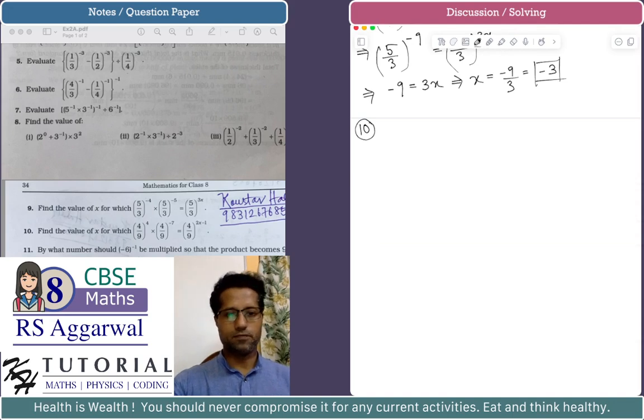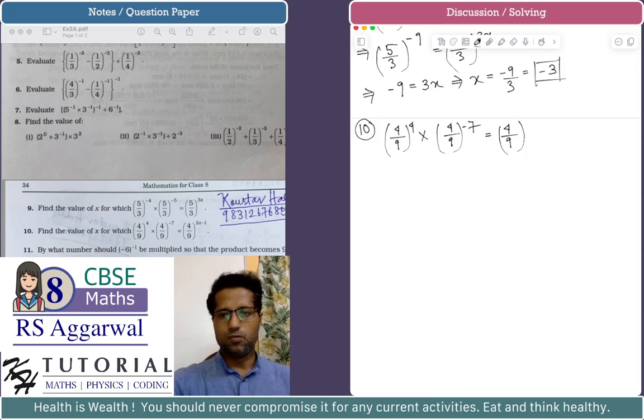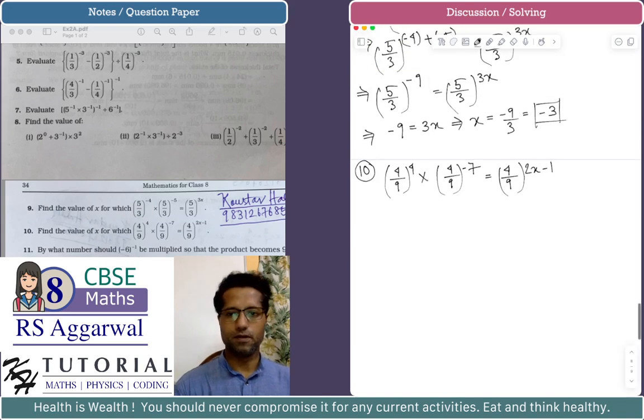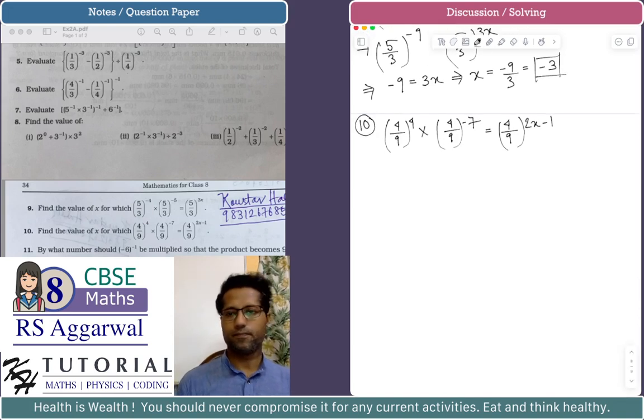Find the value of x for which, again we have to solve for x, and the equation given is (4/9)^4 multiplied by (4/9)^(-7) is equal to (4/9)^(2x-1). Now this problem is exactly very similar to the previous one, but anyway let's do it.